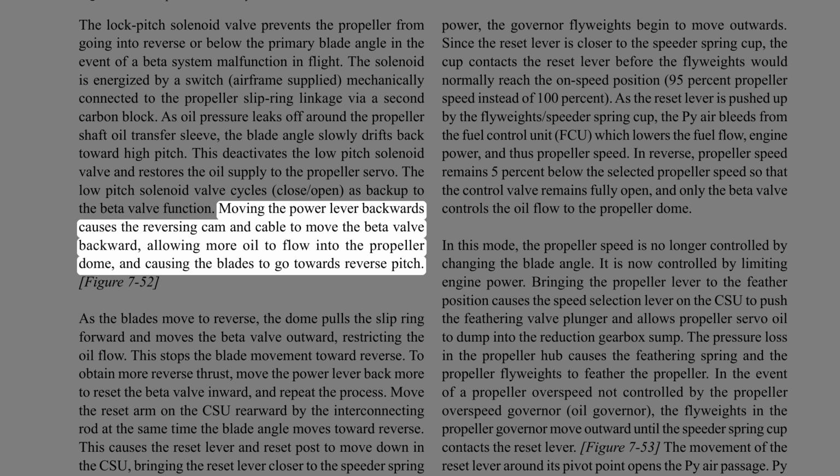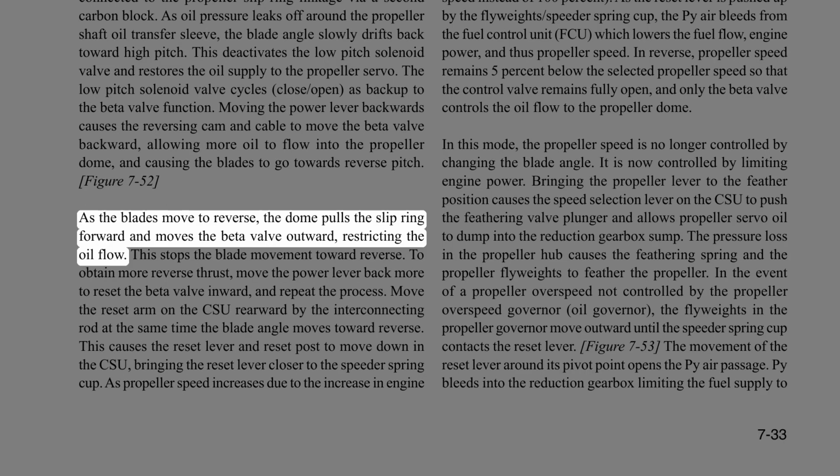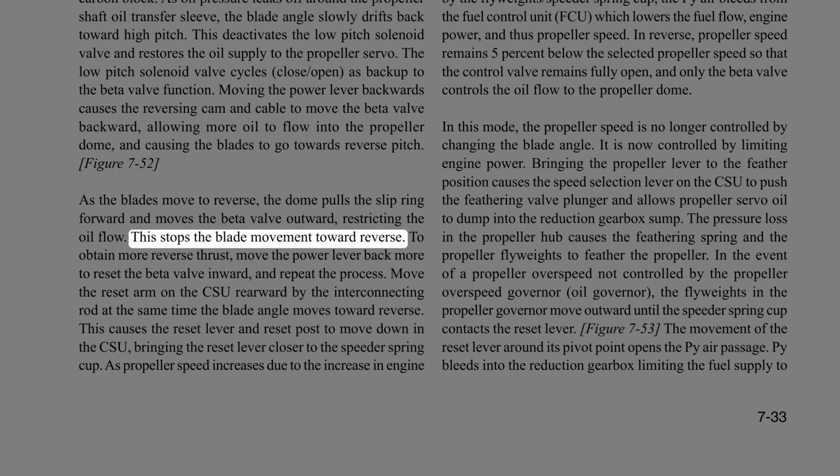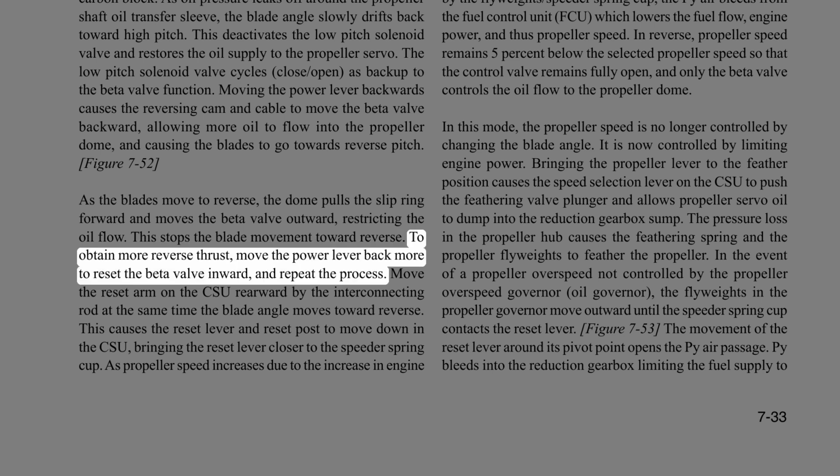Moving the power lever backwards causes the reversing cam and cable to move the beta valve backward, allowing more oil to flow into the propeller dome, and causing the blades to go towards reverse pitch. As the blades move to reverse, the dome pulls the slip ring forward and moves the beta valve outward, restricting the oil flow. This stops the blade movement toward reverse. To obtain more reverse thrust, move the power lever back more to reset the beta valve inward, and repeat the process.